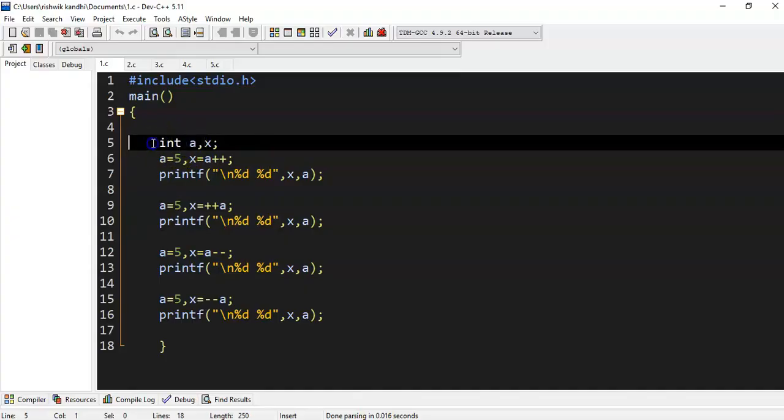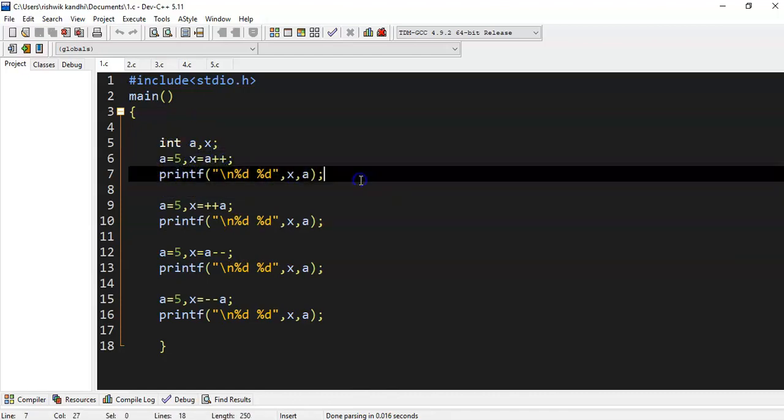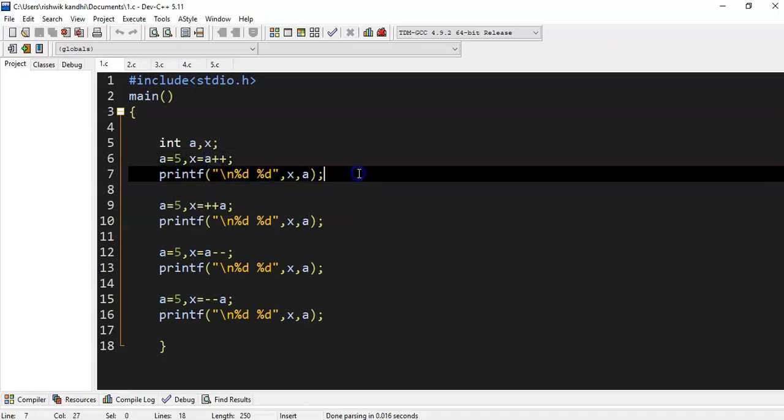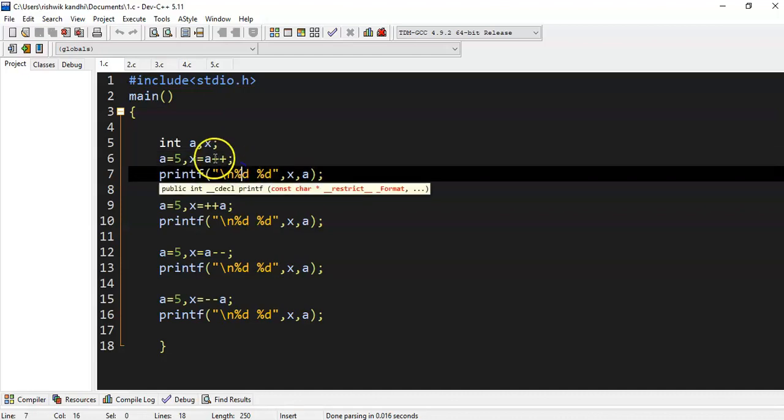This is the given question: int a, x, where a value is 5 and I'm trying to post increment the a value. See, whenever you post increment, the a value will be affected. That means a will be changed to a plus 1. What the increment and decrement operators basically do is add 1 or subtract 1 from the existing memory location. Whatever value is present in that memory location will be either incremented by 1 or decremented by 1. This is a memory operation.